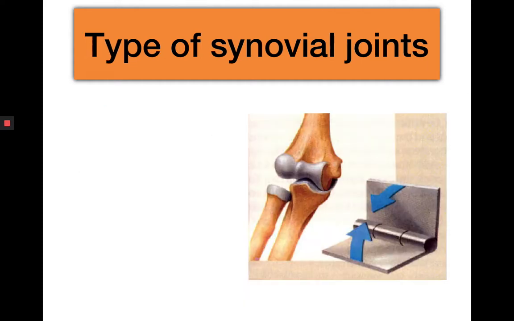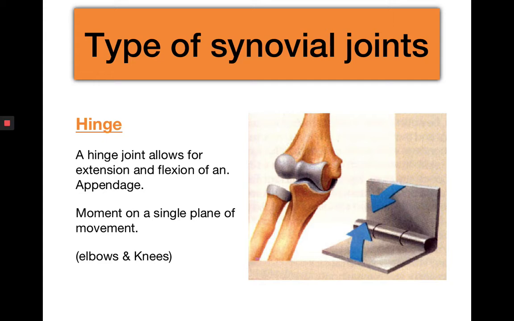Then we have the hinge, and we can see there a hinge on a door. It will either open or close, and that's very similar to our elbow. So we've got a picture here of our humerus. Then we can see the ulna coming into contact with the humerus, and this is either going to flex or extend. So a hinge joint allows for extension and flexion of an appendage, and this is going to be movement in a single plane. Examples of this are elbows and knees. This particular one in the picture is an elbow.